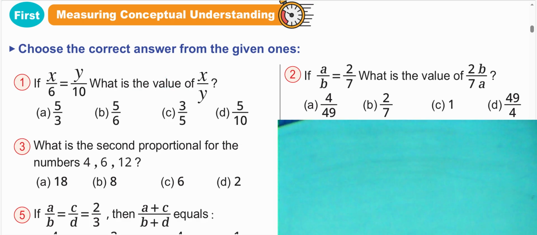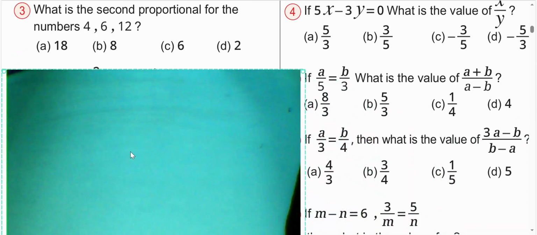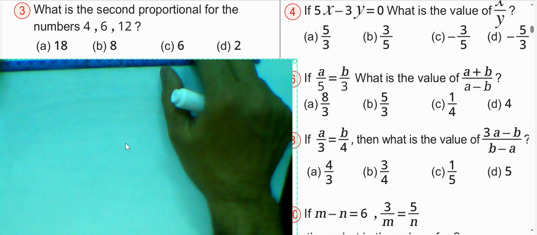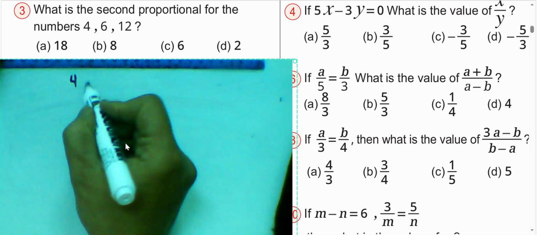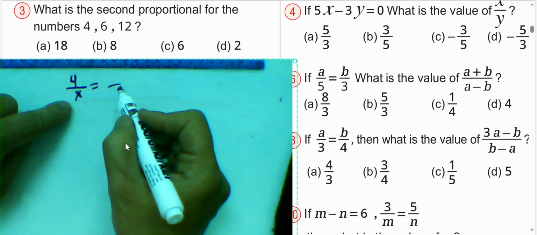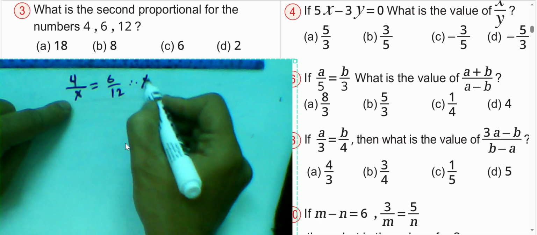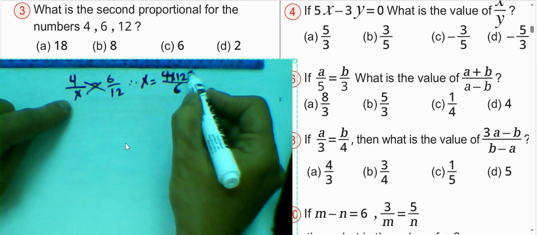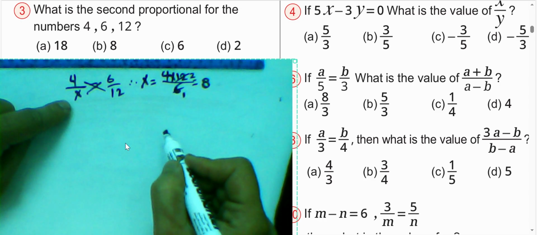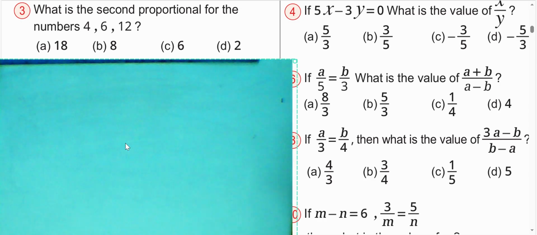Next, question number 3. What is the second proportional for the numbers 4, 6, 12? We can write the second equal to x. You will find the second: 4 over x, here is the second, equals 6 over 12. The value of x equals 4 times 12 divided by 6. 12 divided by 6 equals 2, and 2 times 4 equals 8. Then the value of x equals 8. Then the second here will be 8. It shows letter B. Next question.